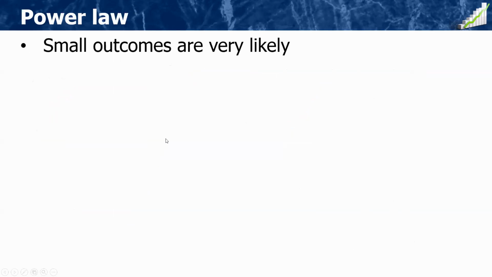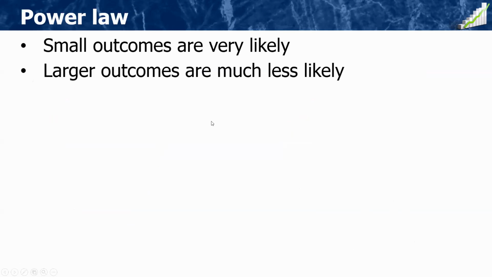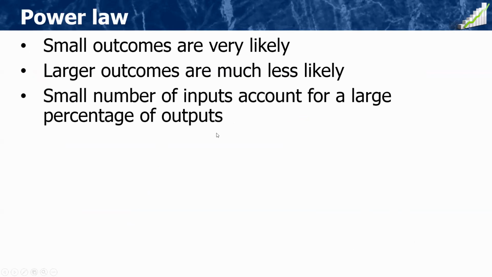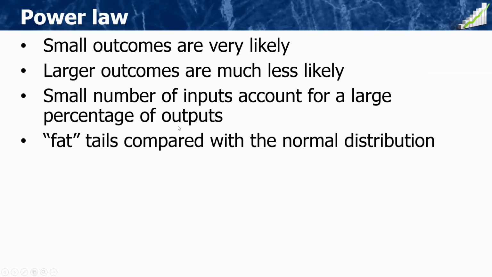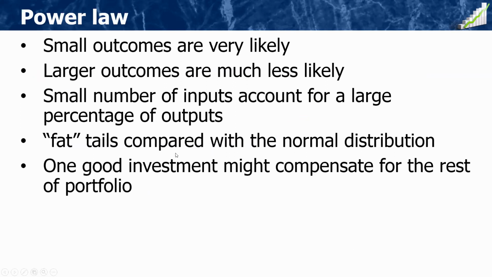And here are some takeaways. Small outcomes are very likely, right? Small, which means that you will get close to nothing. Large outcomes are much less likely, to the right tail, right? But still, a small number of inputs account for a large percentage of outputs. And you have very fat tails compared with the normal distribution, especially the left one, but the right one as well.